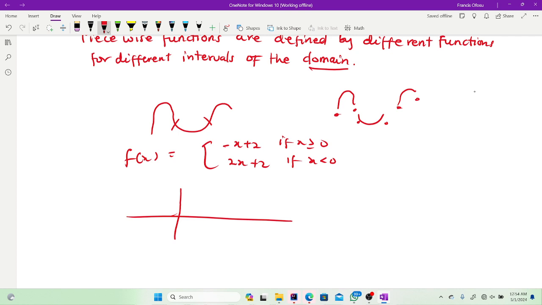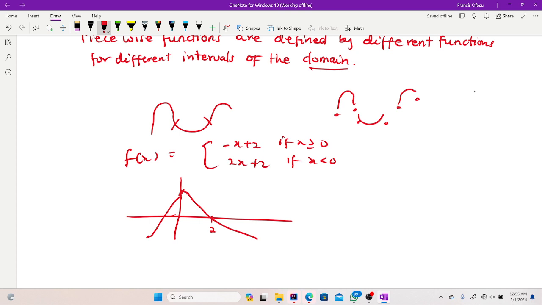If you want to draw this graph, negative x plus 2 is going to fall on this side. It has a negative gradient, falling here, but passing through 2. Then 2x plus 2 is going to pass through this side, like that. They are all starting from 2. So a piecewise function is a single function which is defined for specified intervals, and it has been broken into different pieces.